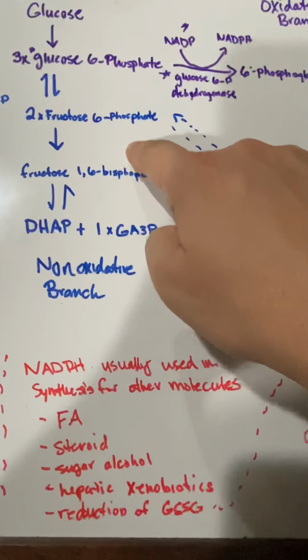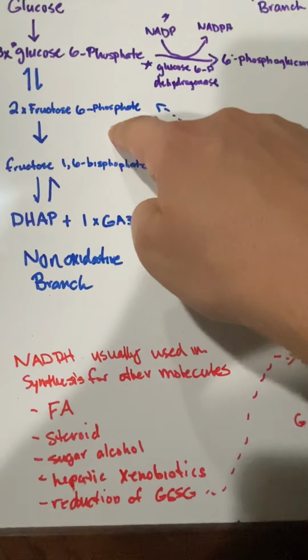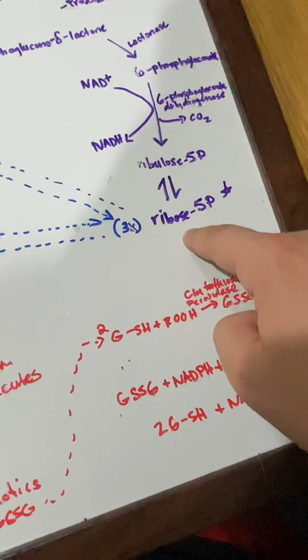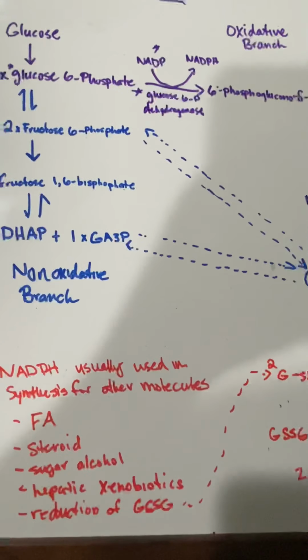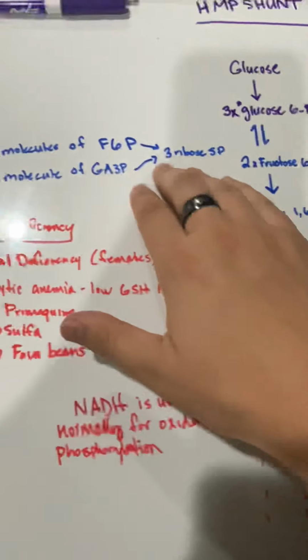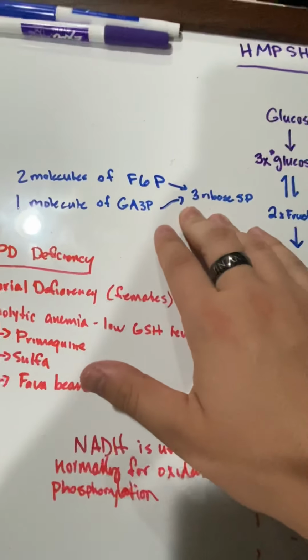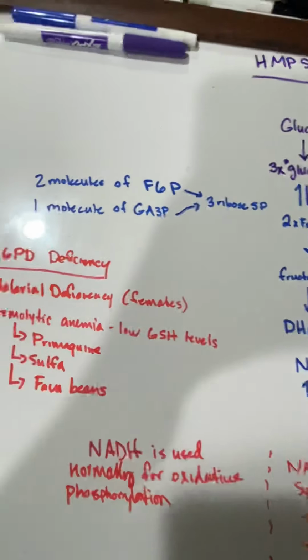Technically, this is a 6 carbon, so that's 12. This is a 3 carbon, so that's 15. Ribose is a 5 carbon times 3, so that's 15. So 15 and 15 will add up. So this is just the explanation: 2 molecules and then 1 molecule equal 3 molecules.